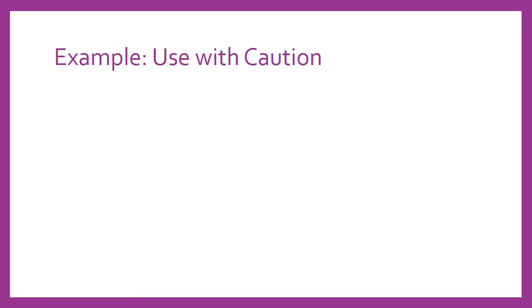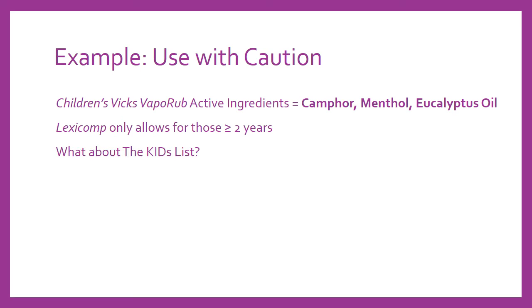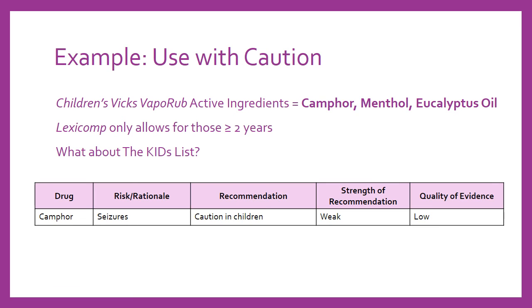So in children's Vicks Vapor Rub, there is camphor, menthol, and eucalyptus oil. A quick look at Lexicomp says menthol and camphor products shouldn't be used for those under the age of 2. Overall, it looks relatively safe, but you decide to take a look at the kids list. Well, camphor is on there with a use with caution recommendation. However, the strength of the recommendation is weak, so there is some discrepancy between clinicians about the ADR risks, and the quality of evidence is low, so there doesn't seem to be a large amount of evidence out and about.